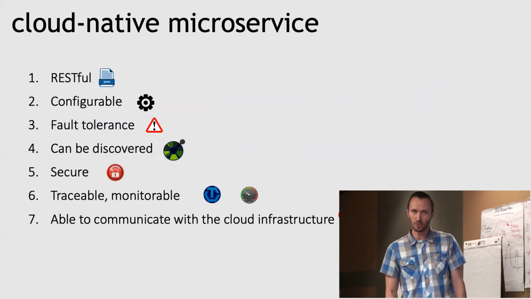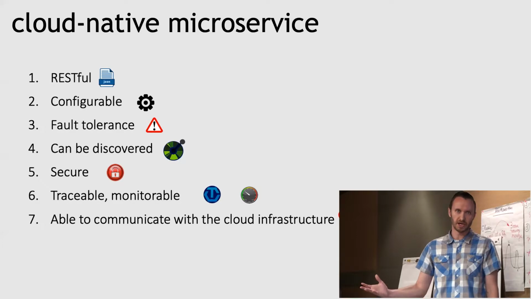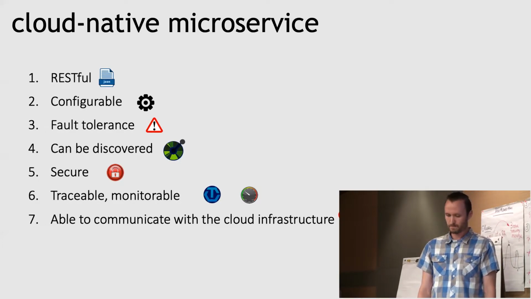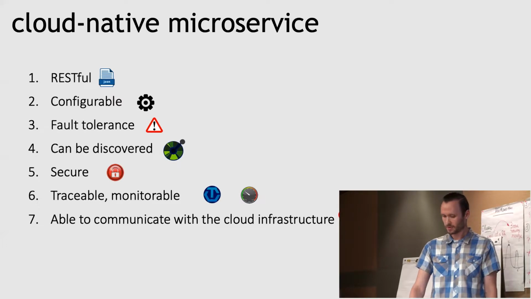So what are the features of MicroProfile? And I'll go through all these in detail. Number one, RESTful. So everything is JSON and REST. Configurable. Fault tolerance, so dealing with retries, timeouts, things like that. Discoverable, OpenAPI publishes information about each service. Secure, JWT tokens. Traceable, automatic tracing of web service requests.